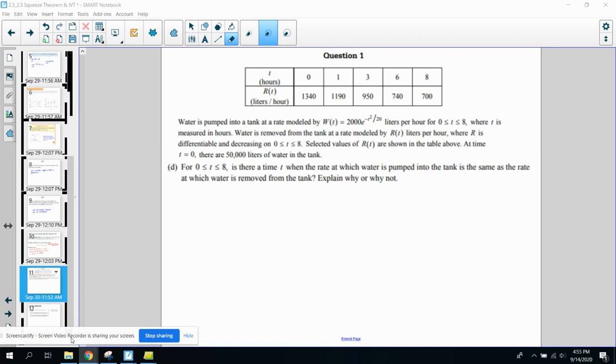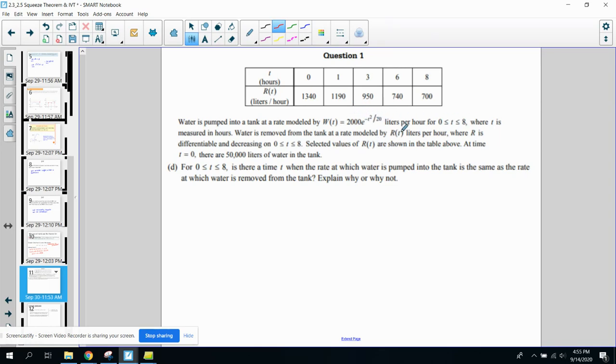But typically when they're asking you a yes or no question, like is there a certain time between an interval, we're going to be using the intermediate value theorem. So the first thing we have to do is make sure we know that this is continuous, because if it's not continuous, then we can't use the intermediate value theorem. So we're going to look at W of t. Here we have this function, and it's between 0 and 8. So on the interval from 0 to 8, this is continuous.